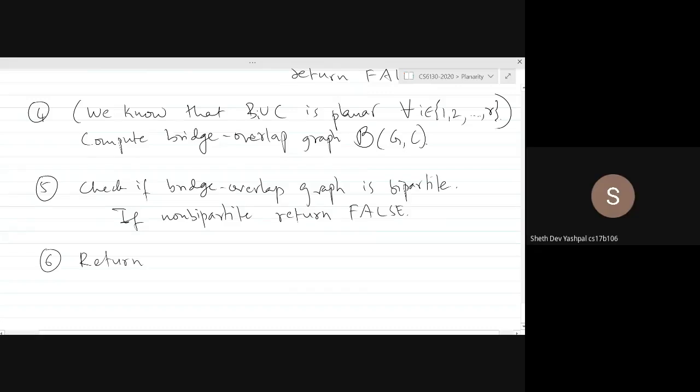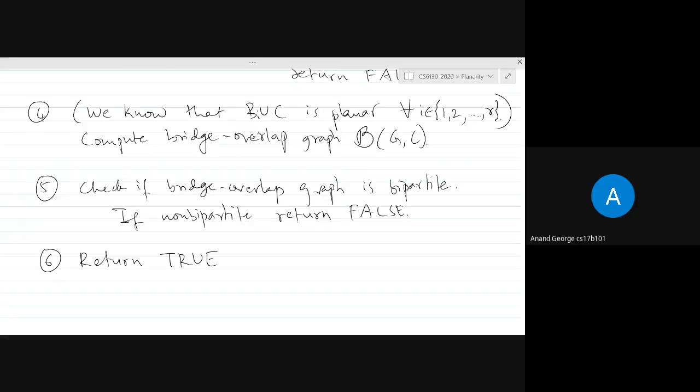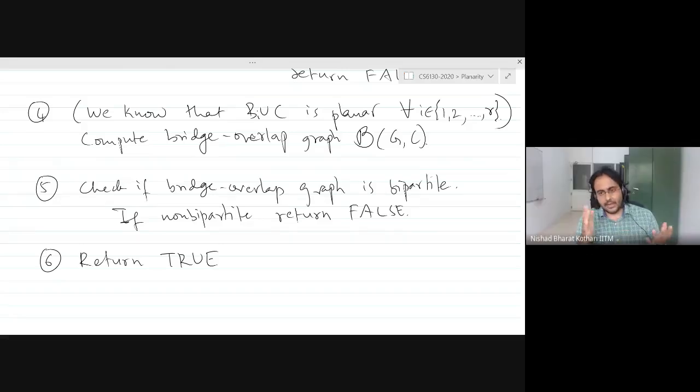True. Okay, this is it. If the bridge overlap graph is bipartite, then you can make a planar drawing of the whole graph by putting all the bridges on one part, on the left part, inside, and all the bridges on the right part, put them outside. Okay? Done. This is the algorithm. What is the problem with this algorithm?